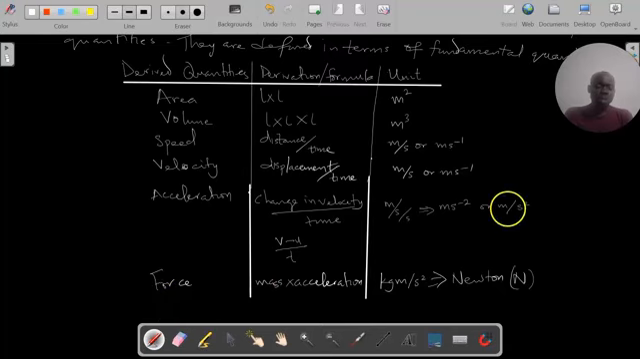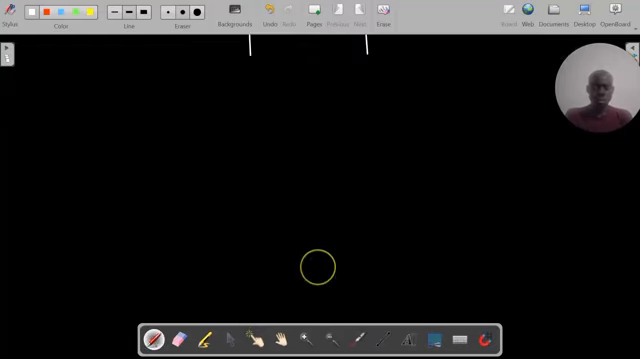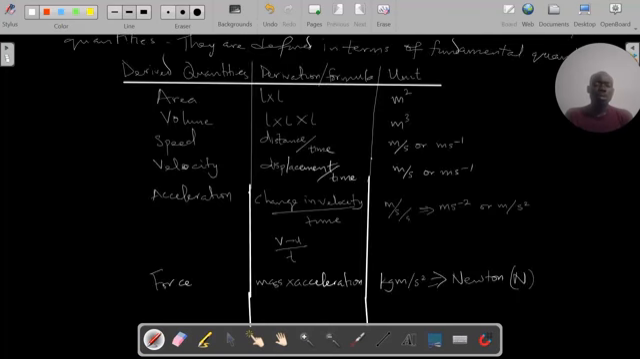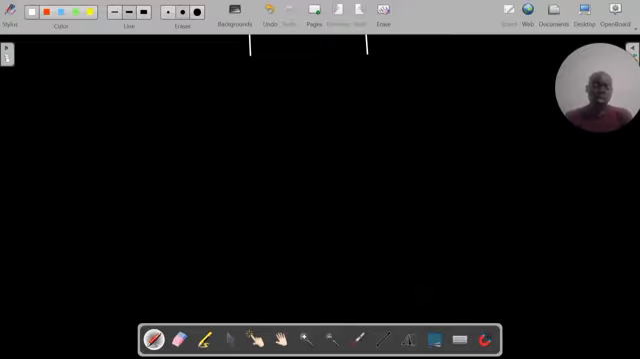Right, so what else? Okay, let me stop there. We can always do more derived quantities. Now the next thing I mentioned here will lead me to another thing, and that is deriving the basic units of derived quantities.